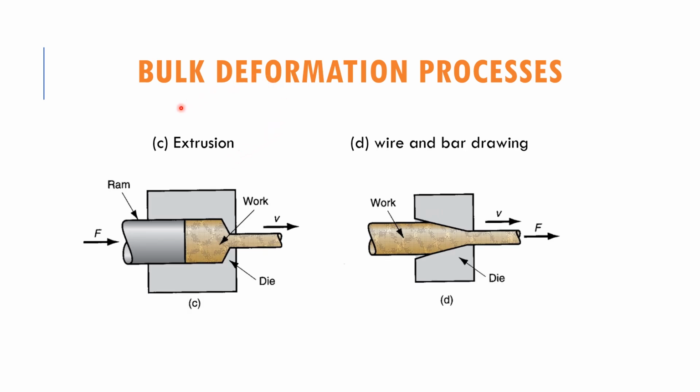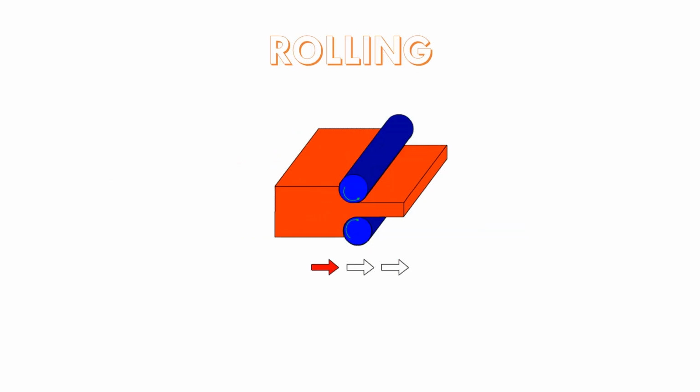Now the next process that we're looking into is extrusion. Extrusion is where the work material is placed inside the die, and there will be a ram that will ram the work material, and the material will come out from the die opening. So the work material will come out with the shape of the die opening. And this one is wire and bar drawing. In wire and bar drawing, usually the end shape is the same. Usually it is just a round shape where we want to shape from a very big diameter to a smaller diameter.